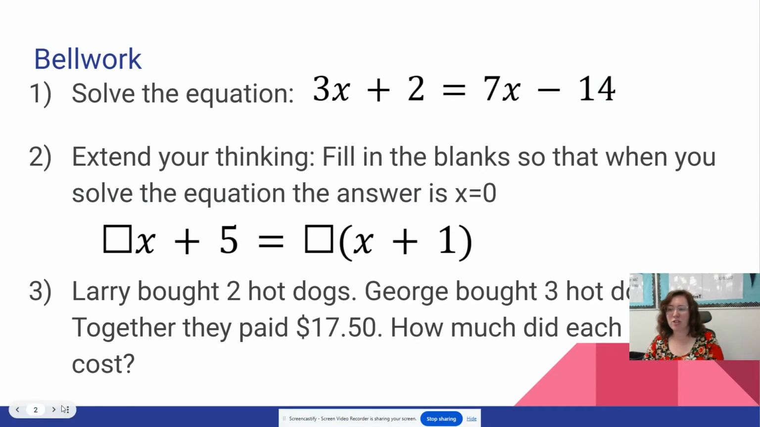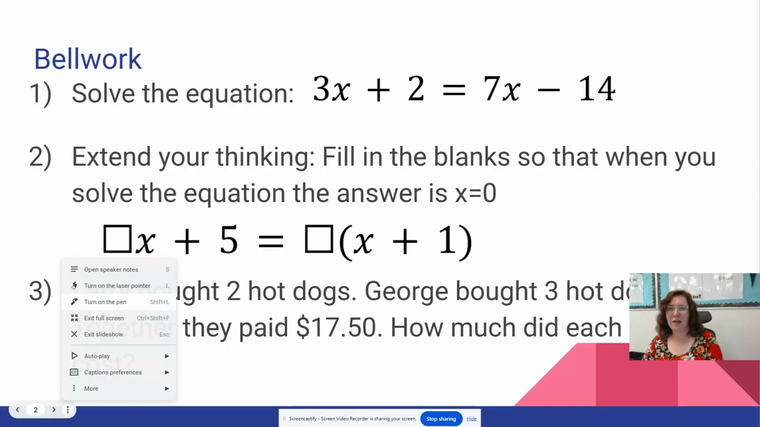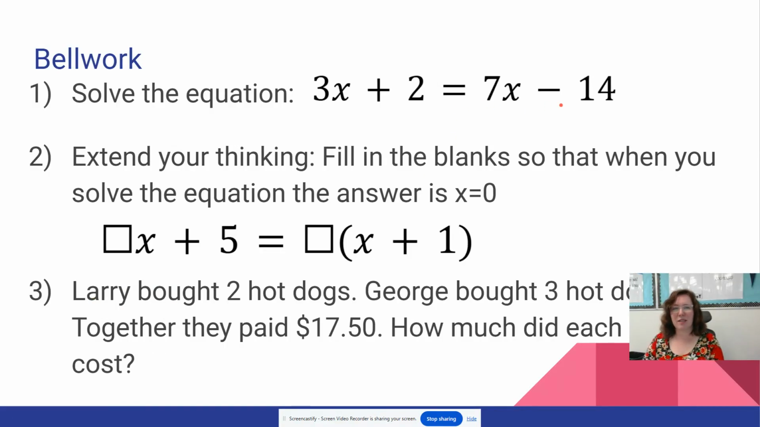Solve the equation 3x plus 2 equals 7x minus 14. There's an x on both sides. We don't like that. You can choose either x to get rid of. I just like to get rid of the smaller one. So this 3x is a positive 3x.